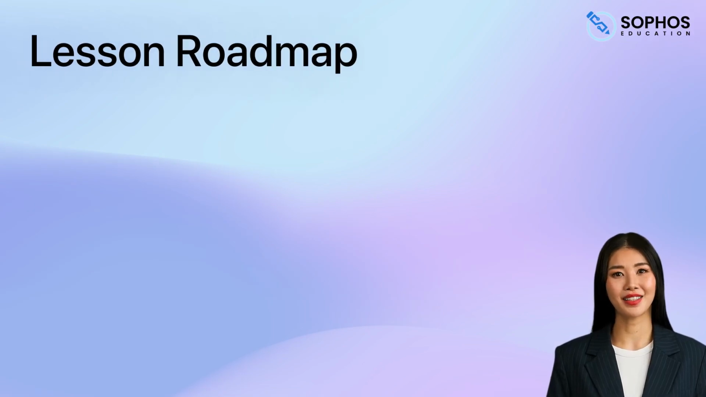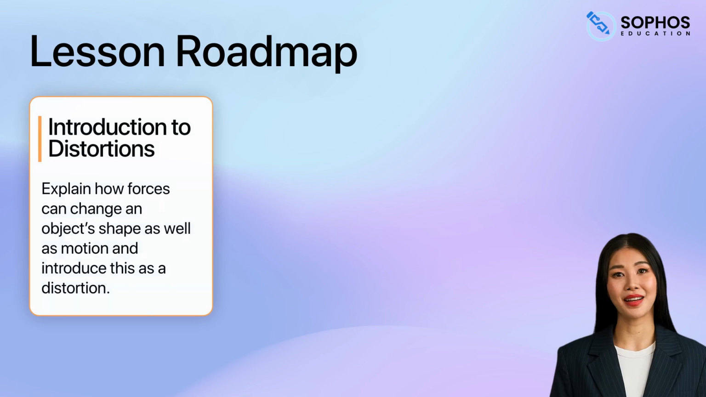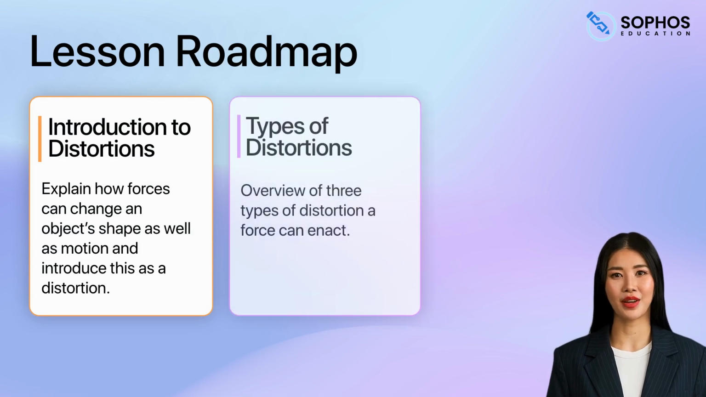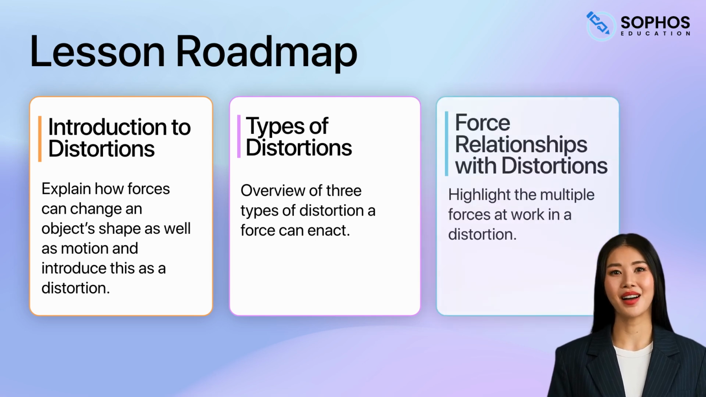Our plan for today is as follows. We'll begin by explaining how forces can change an object's shape as well as motion and introduce this as a distortion. Next, we'll give an overview of 3 types of distortion a force can enact. Finally, we'll highlight the multiple forces at work in a distortion.